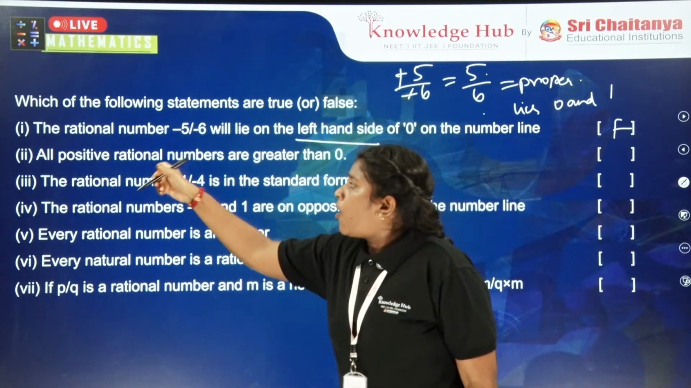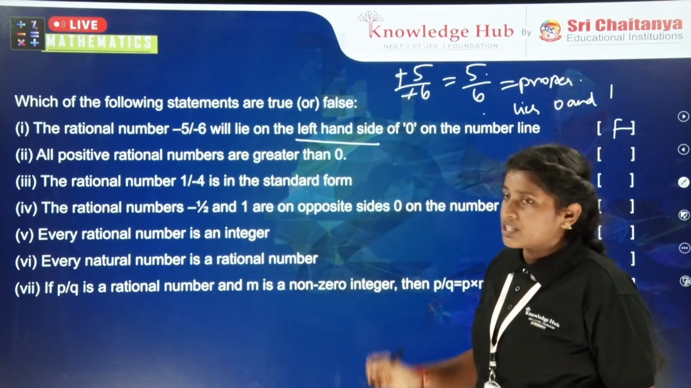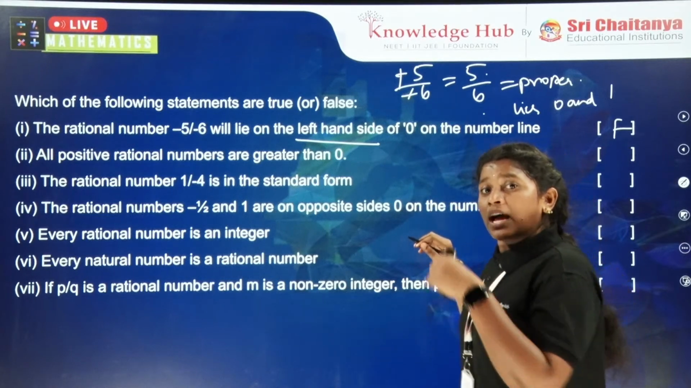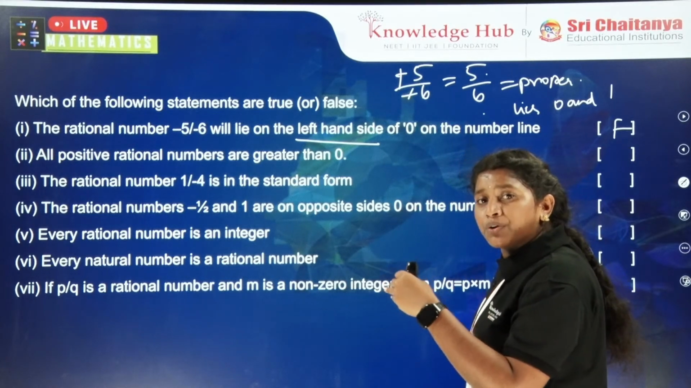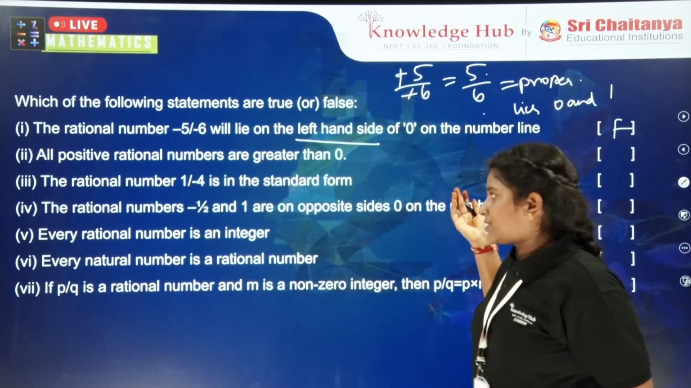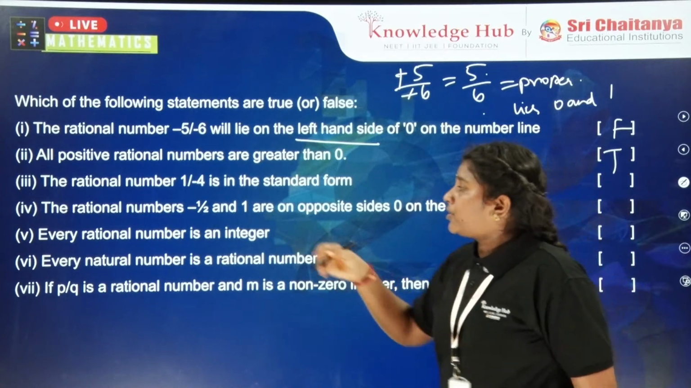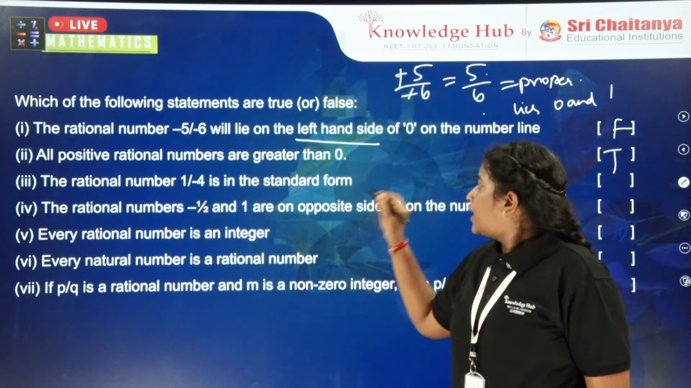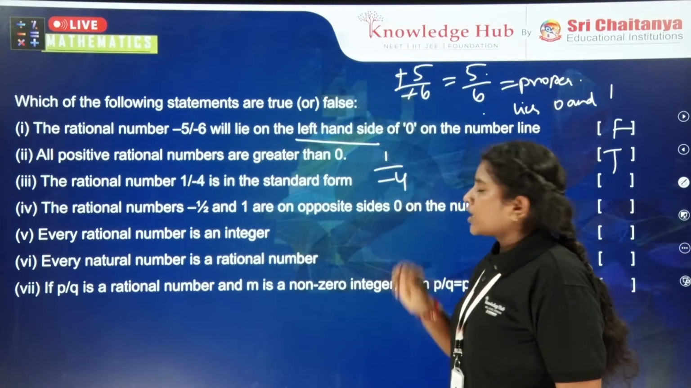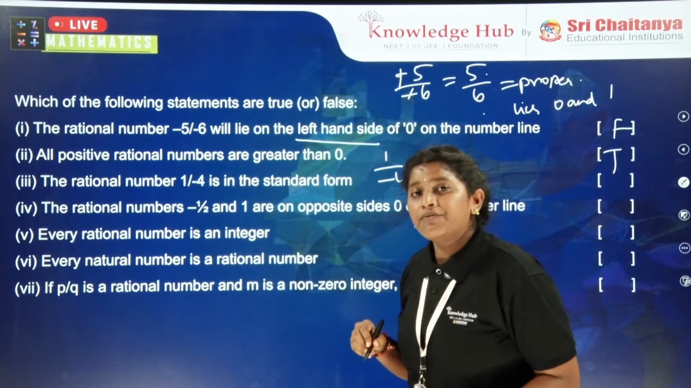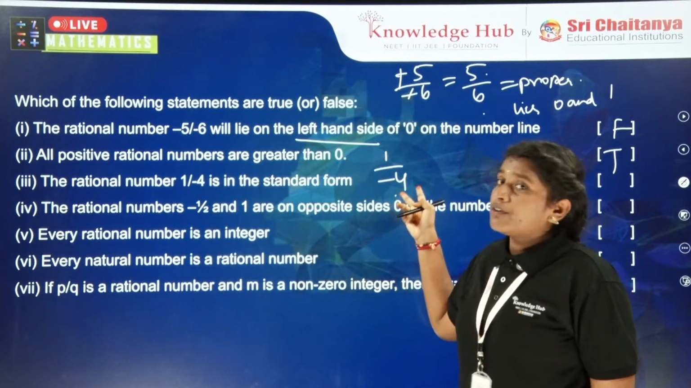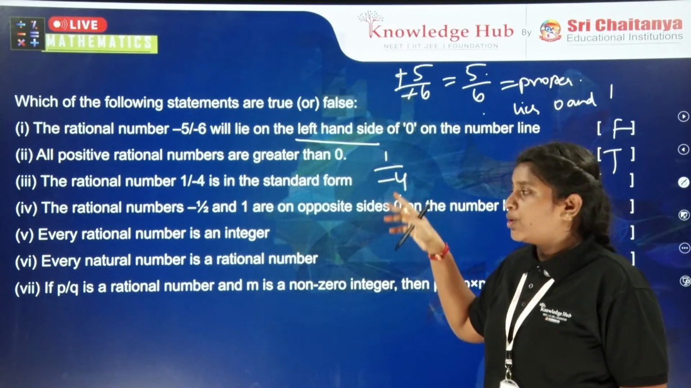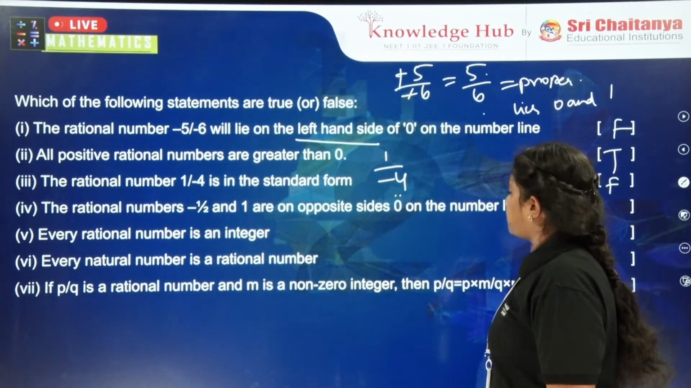Now moving to the next one. All positive rational numbers are greater than 0. Is it true or not? Yes, because positive numbers we represent on our right hand side, so it will be true. Moving to the next. The rational number 1 by -4 is in the standard form. One of the conditions of the standard form is that the sign of the denominator should be positive, but here the sign of the denominator is negative. So it is not in the standard form.